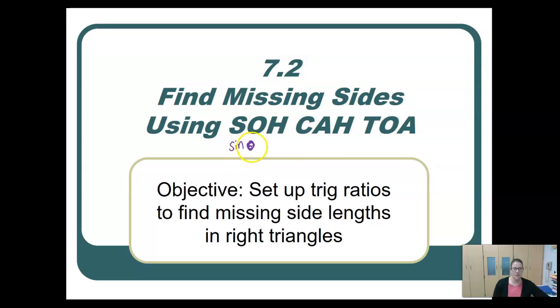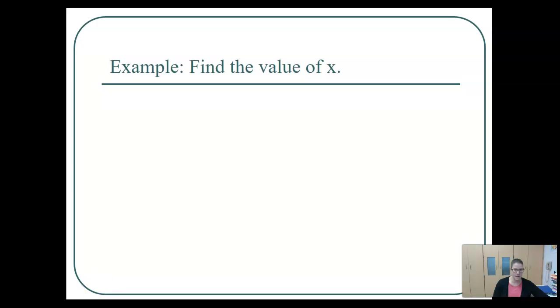Okay, so sine of an angle is going to be equal to the opposite side over the hypotenuse. So that's what this first part is reminding us of. Sine is opposite over hypotenuse. Likewise, cosine is adjacent over hypotenuse, and tangent is opposite over adjacent. Okay, so our objective today, we want to set up our trig ratios to help us find missing sides in a right triangle. So let's go ahead and get started.